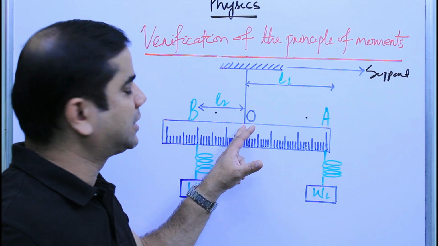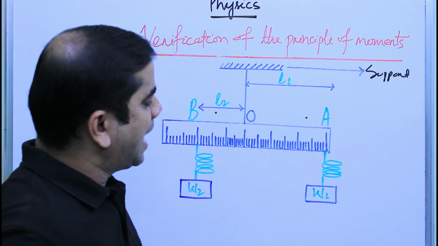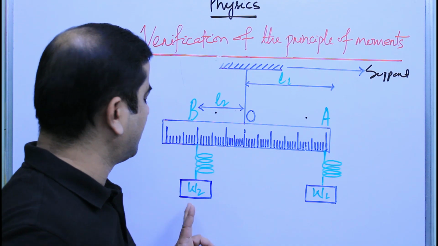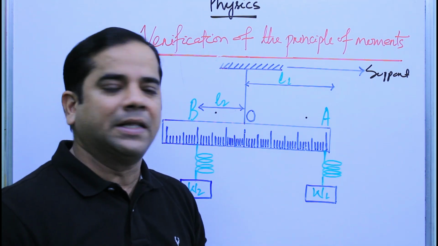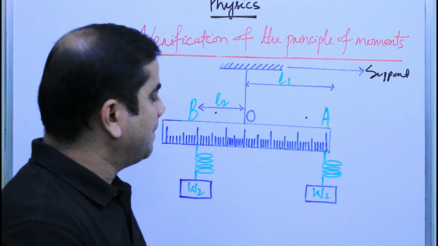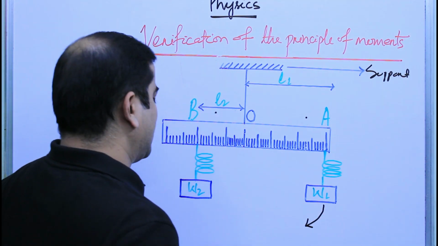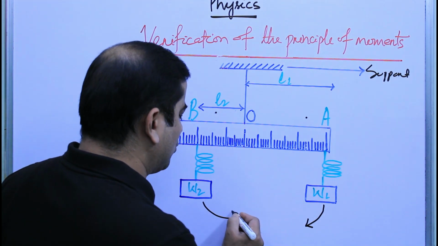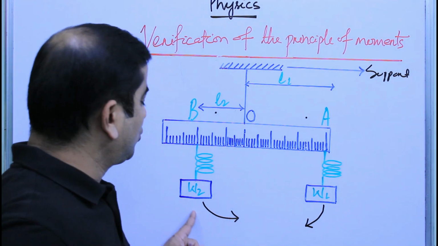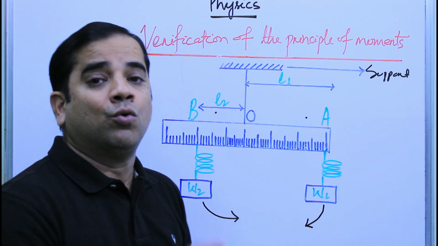Okay, the string is attached to the center O of the ruler, and there are two spring balances A and B attached to two different points of the ruler having two different weights W1 and W2. Now in this case, what might happen is that the weights might try to tilt the ruler to one side. Why? Because W1 will try to tilt the ruler in the clockwise direction, and W2 will try to tilt the ruler in the anti-clockwise direction. So how can we bring the ruler into equilibrium?